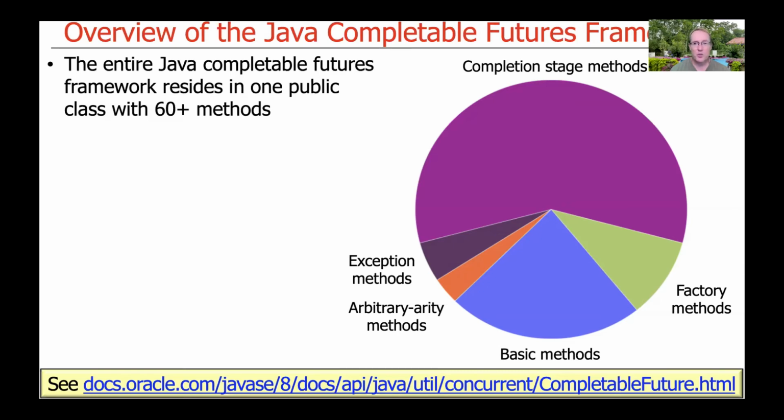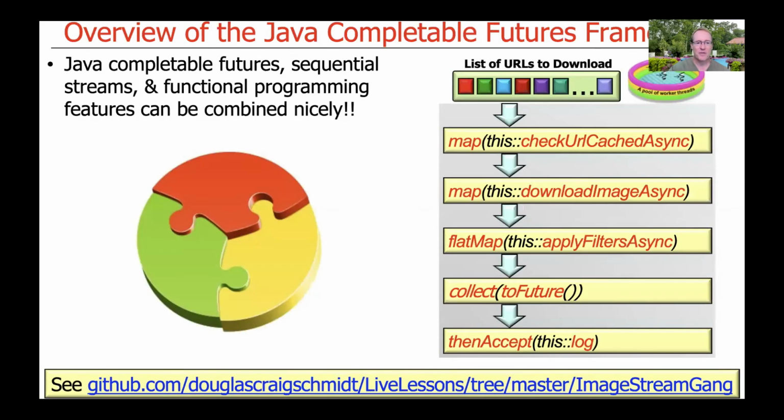Now, as we will do in this lesson and all the subsequent lessons on Completable Futures, we're going to break things down into smaller chunks. So you'll see that there's some number of methods in the 60+ set of methods in the class API that are what are called completion stage methods, maybe 40 of them or so. But then there's also a bunch of other methods that are factory methods, basic methods, exception methods, and so-called arbitrary-arity methods. And I think it'll be easier to understand the form factor of this class by decomposing things into these different categories. So I think that'll help make things a lot more clear.